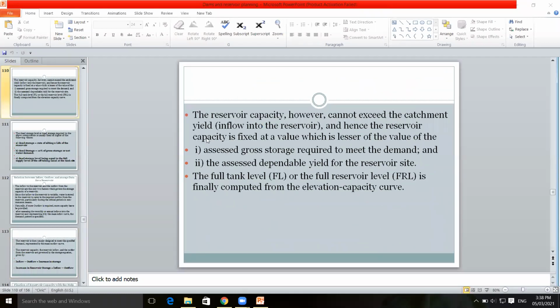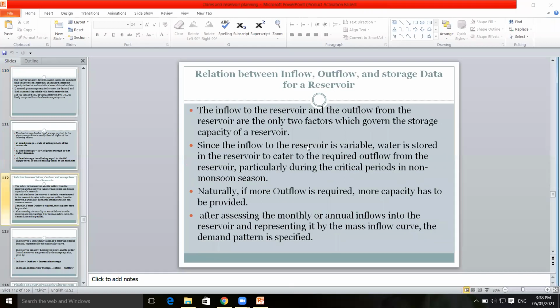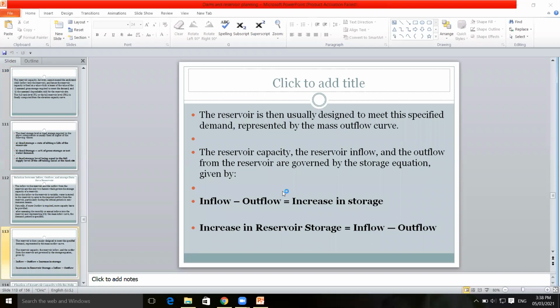From that, the reservoir capacity is determined by the lesser of the values of gross storage and dependable yield of the reservoir. This reservoir capacity is calculated using the day storage level, the day storage required, and the calculation of the day storage. Then the relation between inflow, outflow, and storage data for a reservoir: inflow minus outflow is the increase in storage. Increase in the reservoir storage is equal to inflow minus outflow.